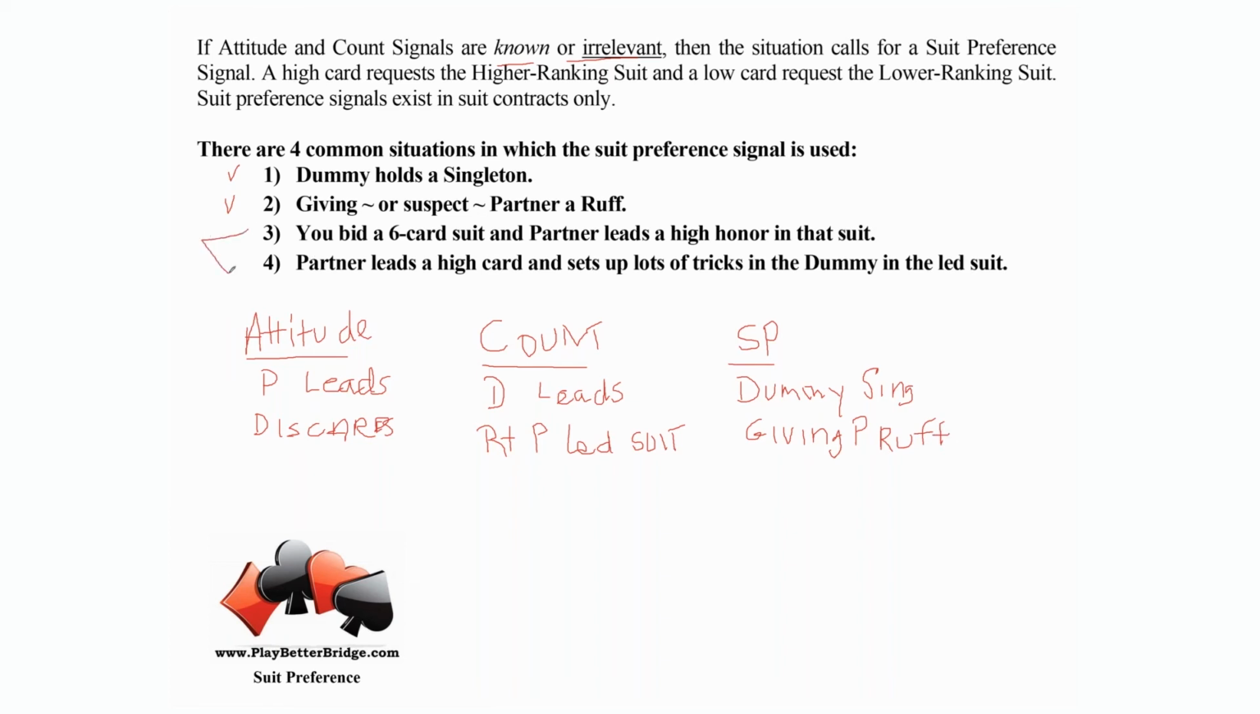Okay, we will look at two other common situations in this lesson that you can tuck away for later, but I just want to put them out on the table because they're interesting situations and they're concrete, okay? And you can see them. What I mean by concrete is you can see these two situations or you can hear them in the auction, right? So again, big picture from this lesson is our two big suit preference situations are when dummy holds a singleton and when giving or suspecting that partner is going to ruff.